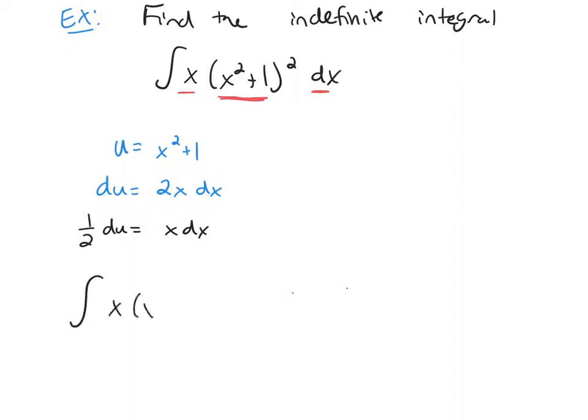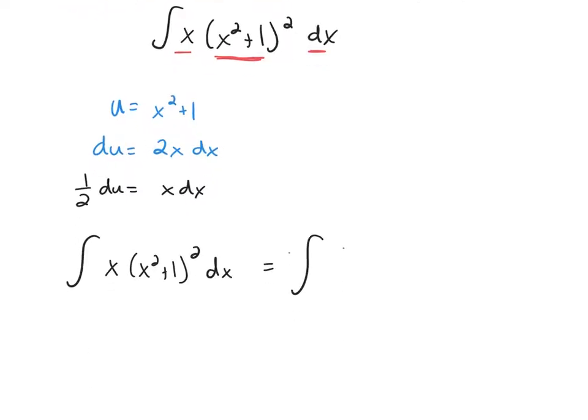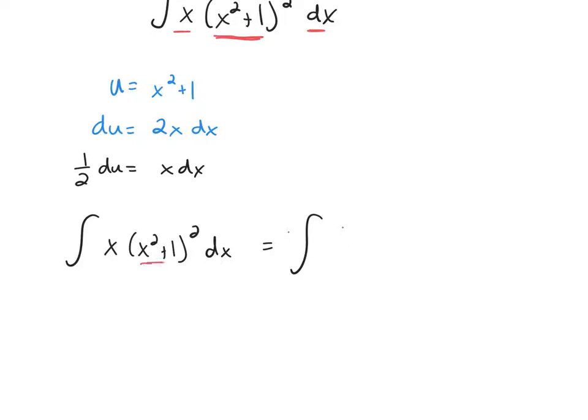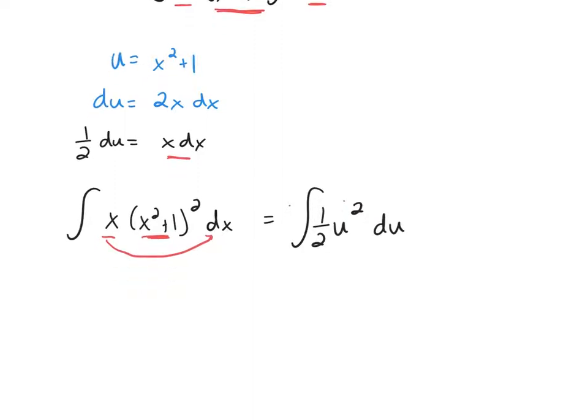So the first thing, I'm going to substitute in place of x squared plus 1. I'm going to put in u, so this will be u squared. And then what do I have left? I have an x and a dx, which gets replaced by a 1/2 du. So I'll put the 1/2 in front. So you can pull that 1/2 out in front, and then I'm integrating u squared du.